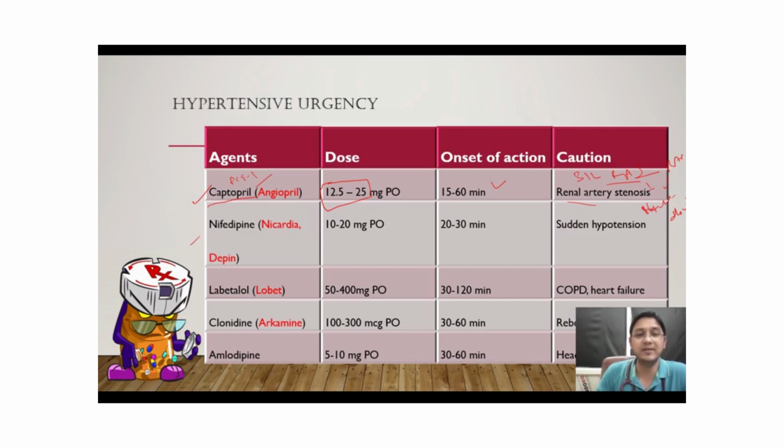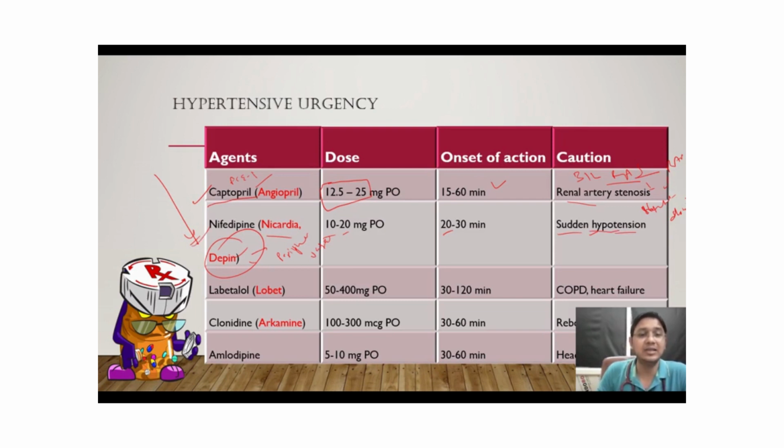We have another potent agent, nifedipine, very frequently available and used, and all of you must have heard of Nicardia or Depin. Available strength is 10 to 20 milligrams oral. These are tablets. Onset is within 10 minutes, within 20 minutes. The only problem with Depin is sudden hypotension. As we know, it causes peripheral vasodilation. So the vascular constriction or peripheral vascular resistance, which is increased in these patients, suddenly falls, and the BP might fall abruptly. So this can be a problem only. Otherwise, this is a very good drug for the urgency.